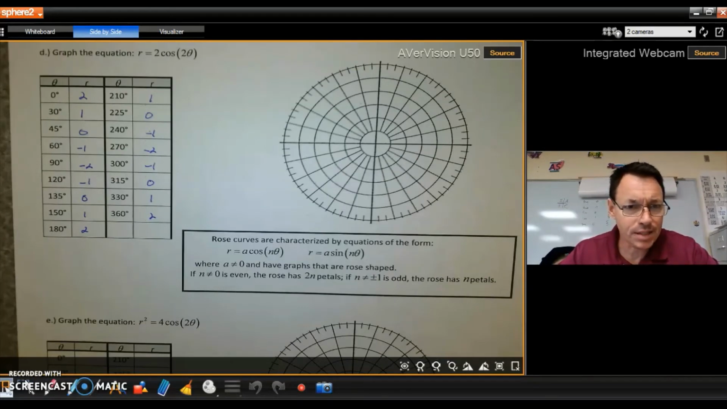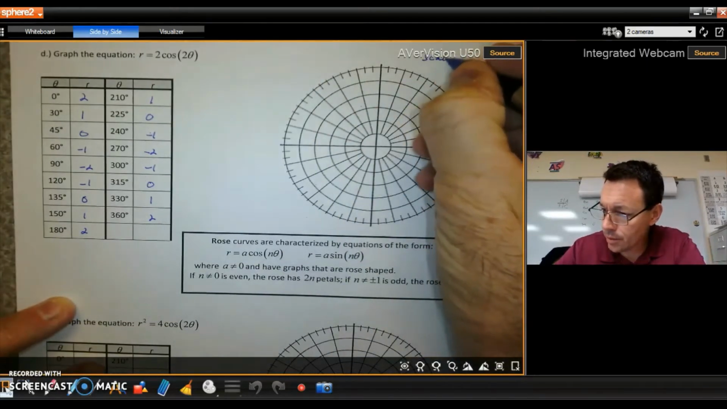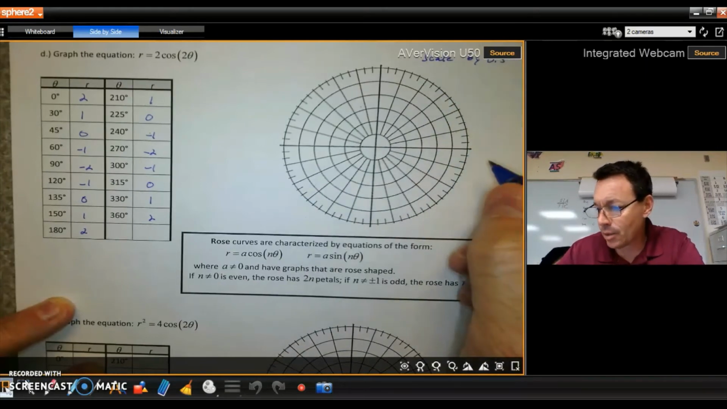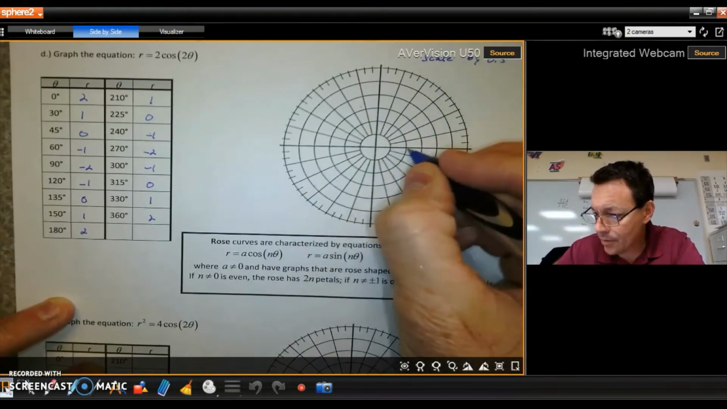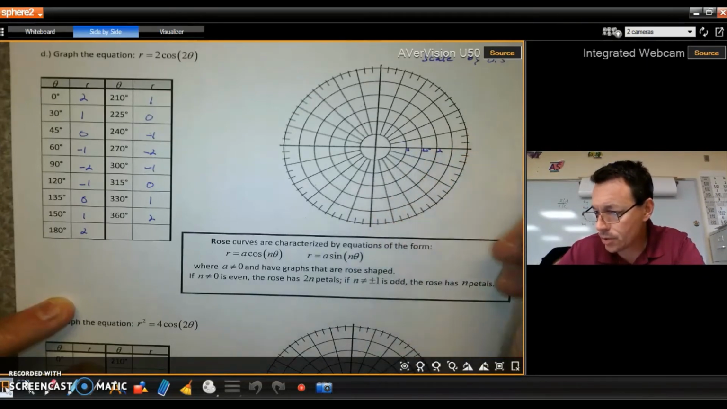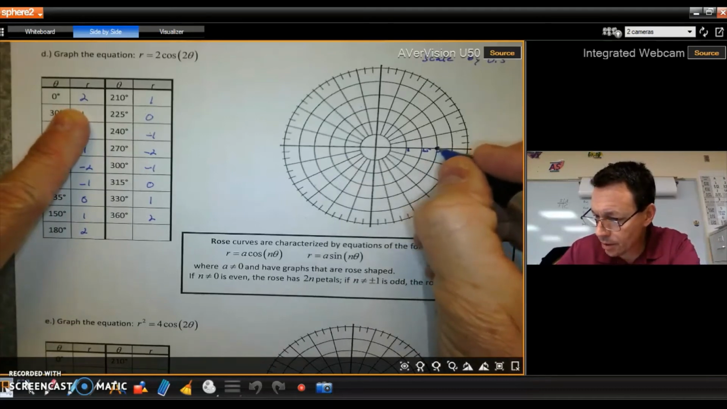Now again, the biggest value I have is a 2. So I'm going to scale this. I'm going to kind of blow it up so we can see it a little bit better. Usually the biggest, I just scale by a half. So that's now a half. This is now 1. That'd be 1.5. And this would be 2. So that's where our graph's going to go out to. So 0, 2, that's going to be my starting point.